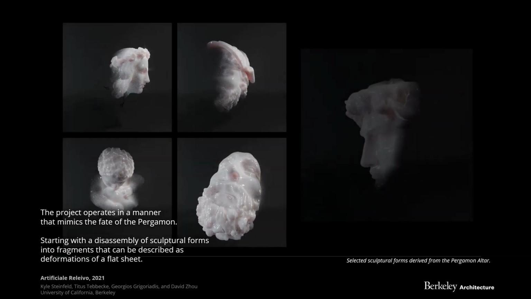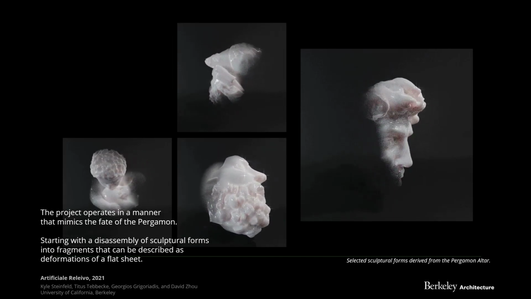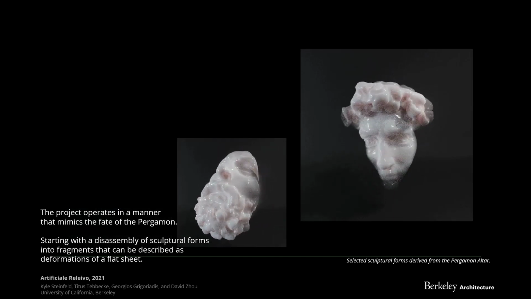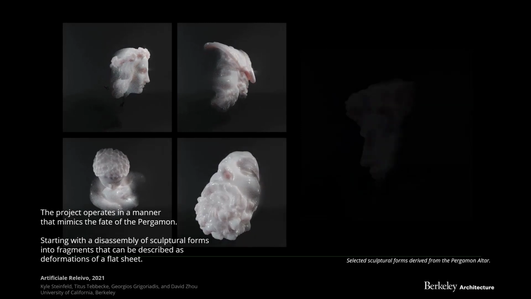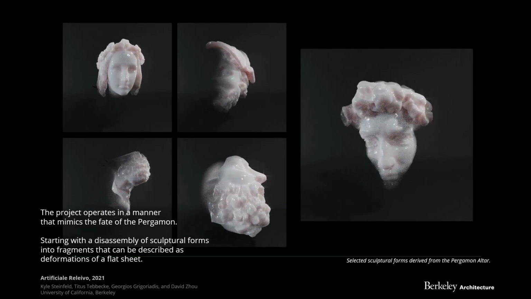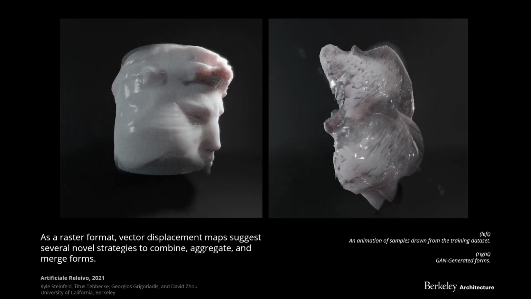The project operates in a manner that mimics the fate of the Pergamon. It begins with a disassembly of selected sculptural forms into fragments that can be described as deformations of a flat sheet. Where other machine learning processes often struggle to describe three-dimensional form, our vector displacement maps are comprehensible to the machine and serve to train a neural network to understand the form language of our selected source material.